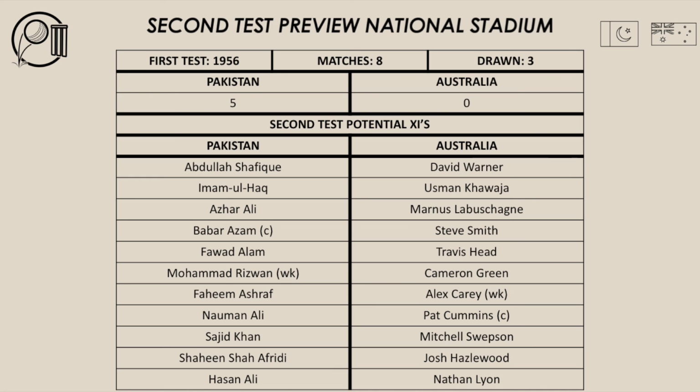Whoever can execute with both bat and ball and in the field over the 5 days will come out on top and win this test match. But I'm hoping we see a really good contest between the bat and the ball for the sake of the series, and let's hope we don't see another flat pitch in Karachi as we did here at Rawalpindi. So I can't really choose a winner. I think it could go either way.